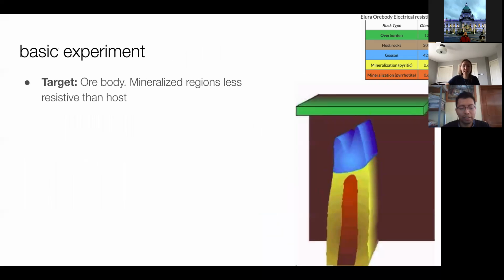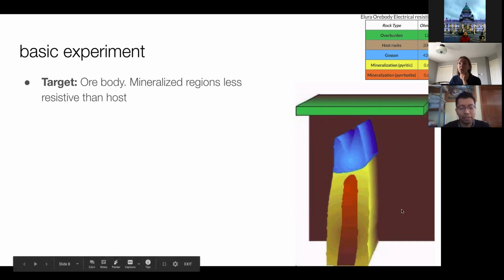So let's look at the basic experiment for a DC resistivity experiment. The image on the right is an example, and this is going to be a target that's an ore body, and the mineralized regions are less resistive than the host. So we've got a resistive background. The host rock is 200 ohm meters. We've got a resistive unit up here, but then these mineralized units that we're interested in finding are conductive.